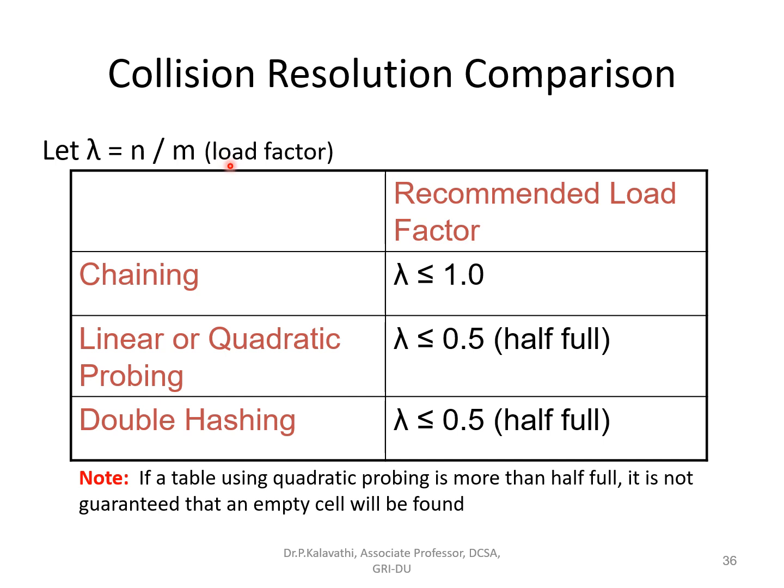This table gives you the recommended load factor for the various collision resolving techniques. For separate chaining, the recommended load factor is less than or equal to 1. For linear probing or quadratic probing, the recommended load factor is half full, that is, lambda is less than or equal to 0.5. Similarly, for double hashing, it is half full.